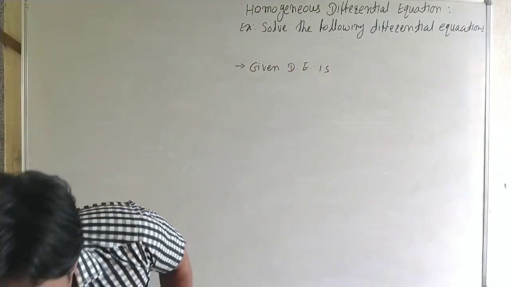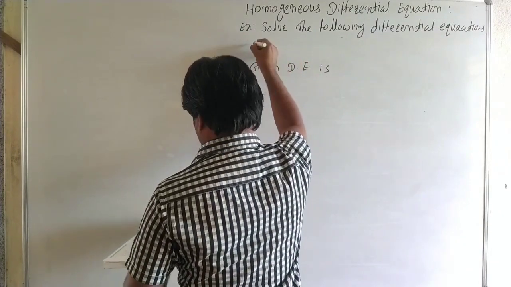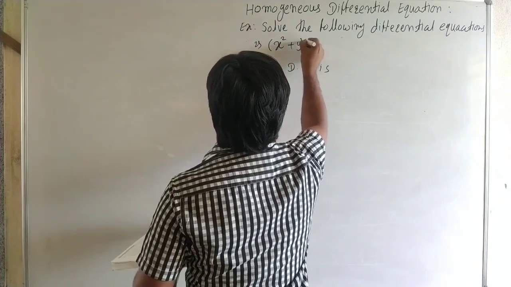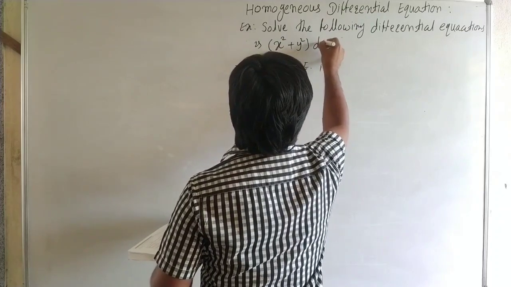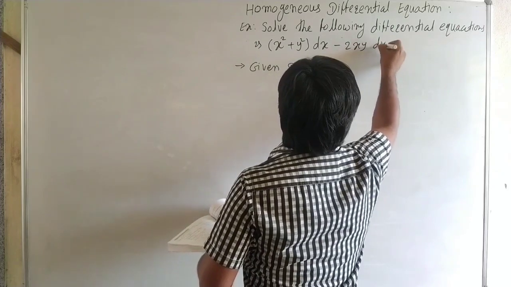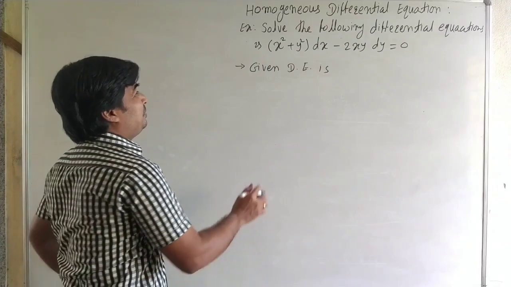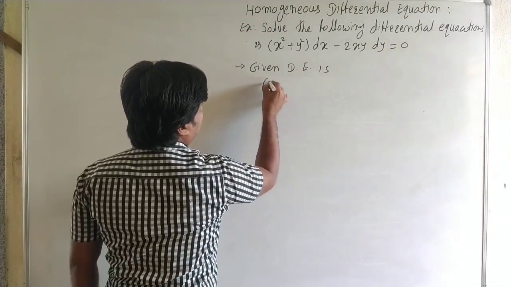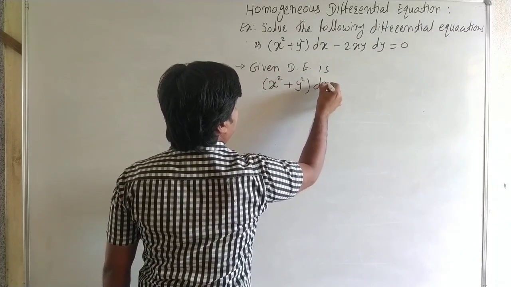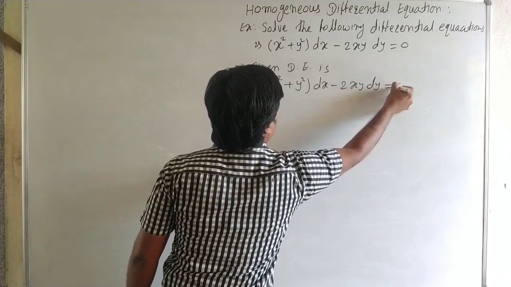Now the second example. x square plus y square dx minus 2xy dy is equal to 0. Okay. Here, the given differential equation is x square plus y square dx minus 2xy dy is equal to 0.